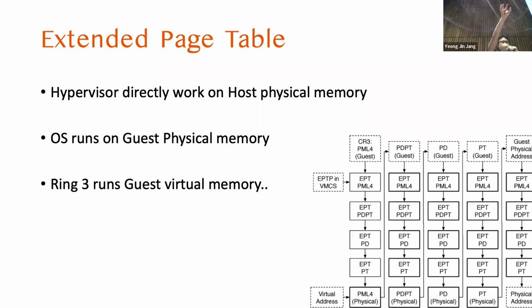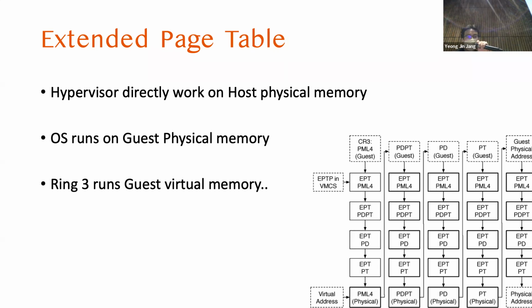And then it goes to the translation from virtual to physical. Then that physical memory is the virtual memory of the operating system, which needs to be translated to physical memory again. So how it works is, this is the CR3 from the operating system. Then it walks down, so this is the CR3 of the Ring 3 of the guest operating system.